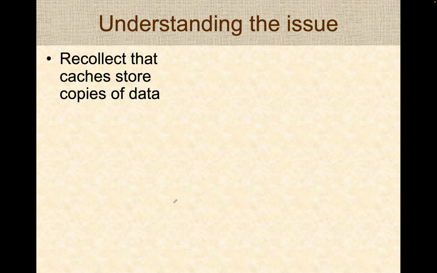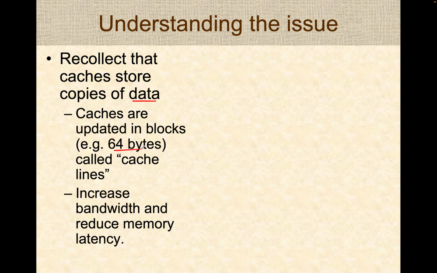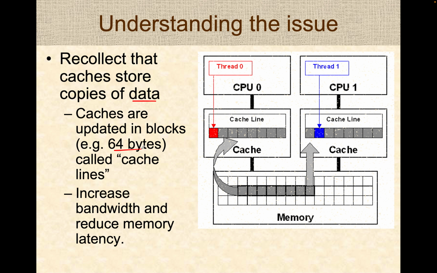In order to understand this issue, it's important to recollect that caches store copies of data in memory. Remember, we have tiers of caches, and every tier, may it be L3, L2, or L1 cache, is storing copies of the values in RAM. And caches are updated in blocks, like L1 cache line size might be 64 bytes. So anytime a single byte is updated, those 64 bytes at a time have to be updated, stored, or moved back and forth. And this is done to increase cache bandwidth and reduce memory latency.